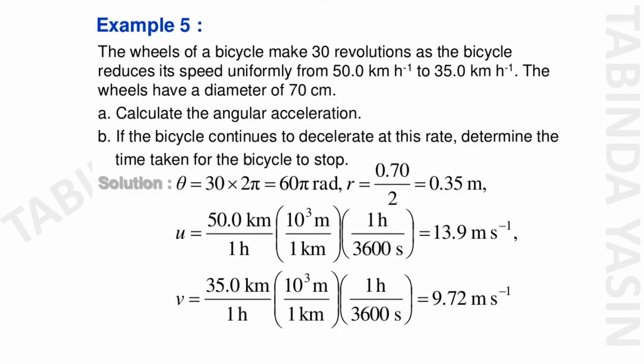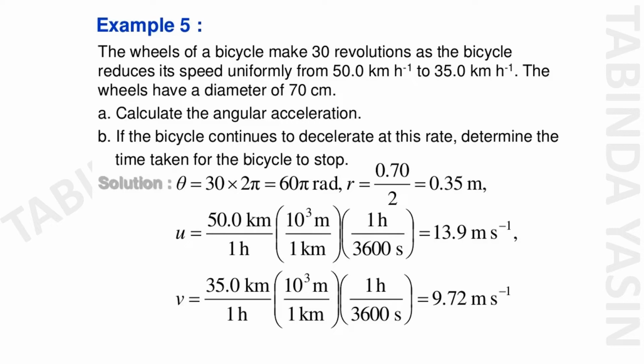Now another example: the wheels of a bicycle make 30 revolutions as the bicycle reduces its speed uniformly from 50 km per hour to 35 km per hour. The wheels have a diameter of 70 cm. A, calculate the angular acceleration alpha. B, if the bicycle continues to decelerate at this rate, determine the time taken by the bicycle to stop.